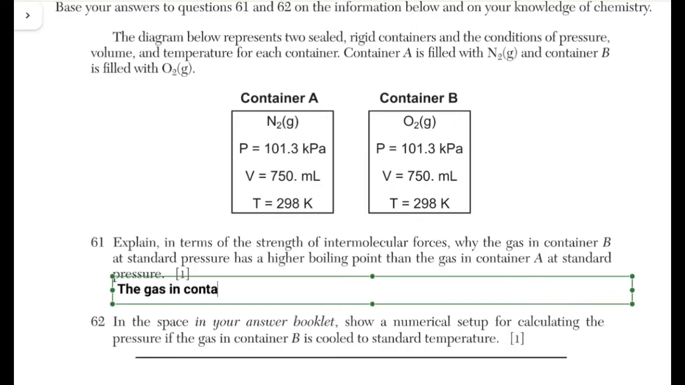The higher the boiling point, the stronger the intermolecular forces. So you can write, the gas in container B has a higher boiling point because it has stronger intermolecular forces.